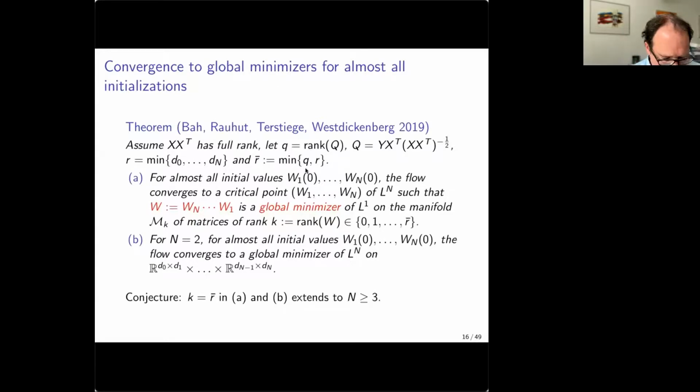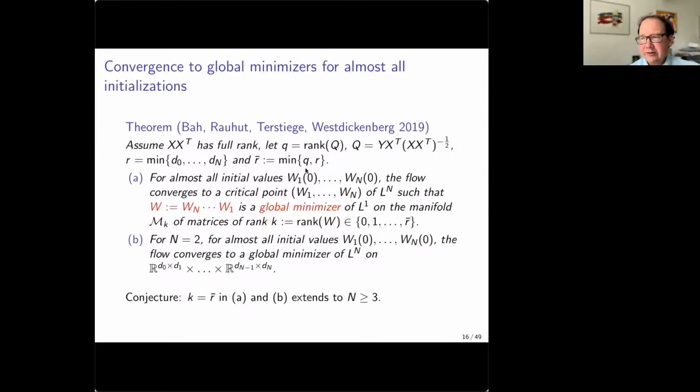Now, we have convergence to a critical point, but then the question is: is it a global minimum? Is it a saddle point? Some particular thing about this functional is that any local minimizer is actually a global minimizer, which is a bit special here. So we just have to show that we don't get stuck in saddle points. And this can be done for almost all initial values. Of course, if we start in a saddle point, then we will never move with the flow. So we have to exclude some cases, but for almost all initial values, this product actually converges to a global minimizer of L1, restricted to the manifold of matrices of rank K.